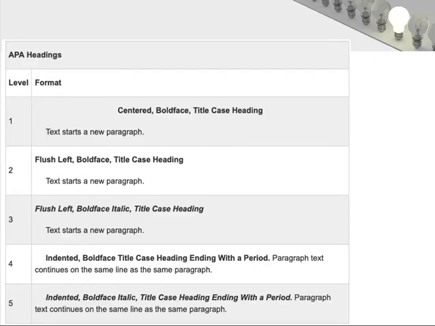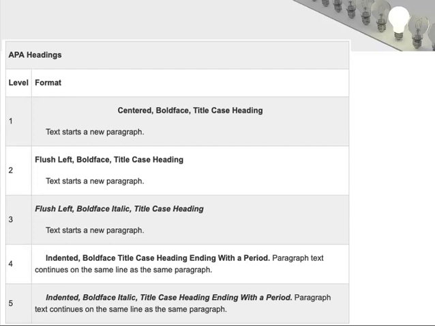Now let's take a look at APA 7 leveled heading rules. Notice that APA has specific rules on how to format each leveled heading. If the heading is level 1, that heading must be bold and centered. If the heading is level 2, that heading must be bold and flush left. If the heading is level 3, it must be bold, flush left, and italic. And if the heading is level 4, it must be indented, bold, and ends with a period.